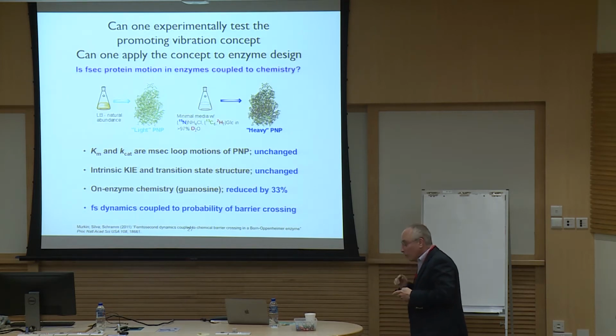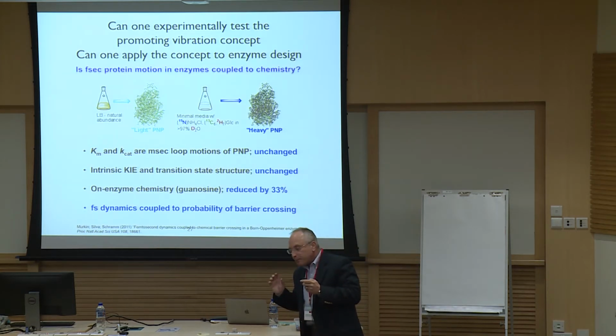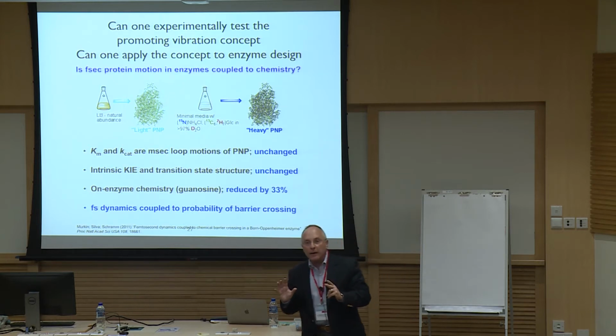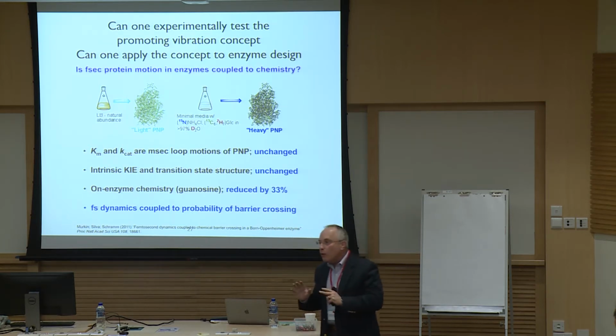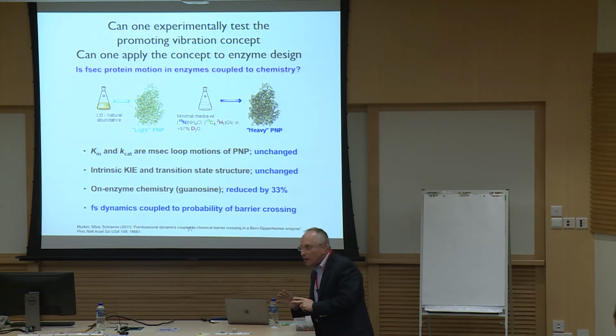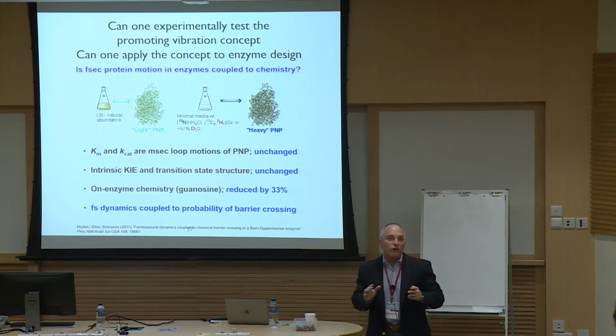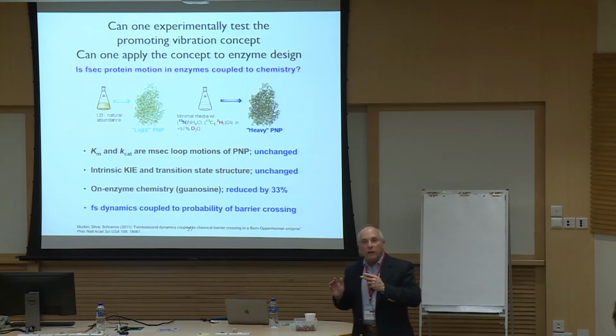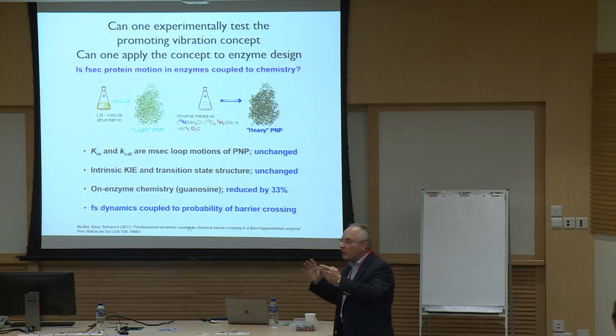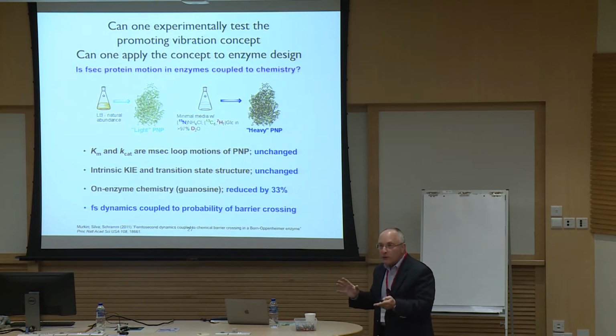So Schramm's idea, which was a lovely idea, was if you changed all of the atoms in the protein, not in the substrate, but in the protein, so that they were heavy isotopic analogs, you would not change the potential energy surface that you were exploring, but you would change all of the frequencies. So if the frequency of this so-called promoting vibration mattered, that should affect the rate of reaction.